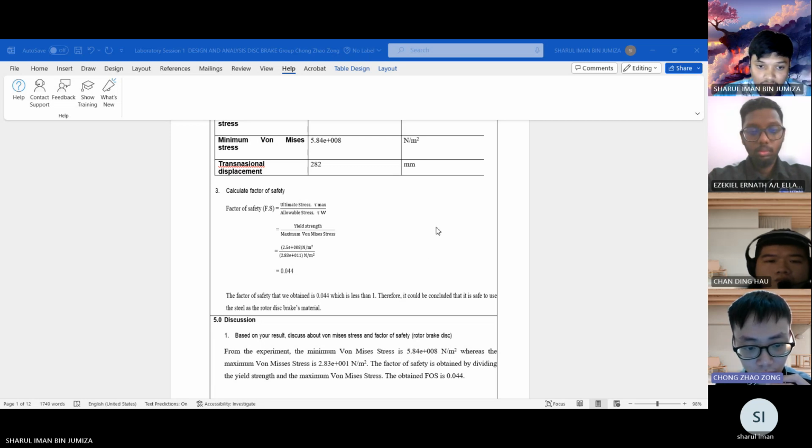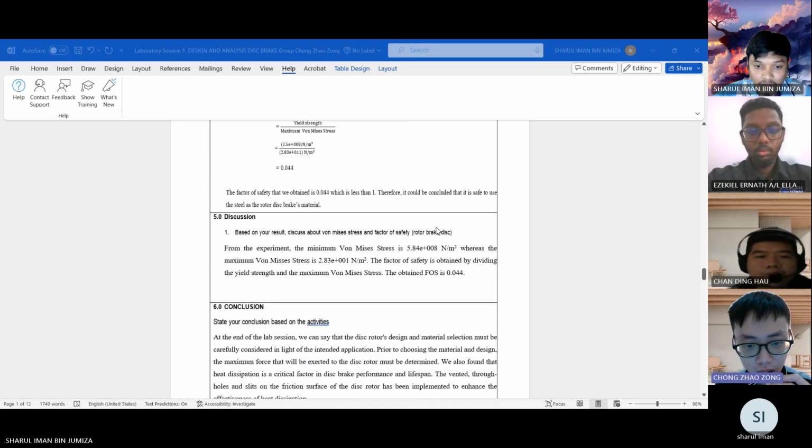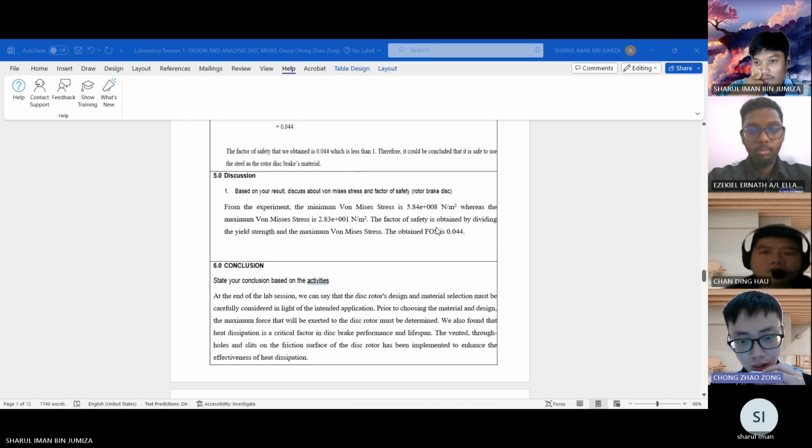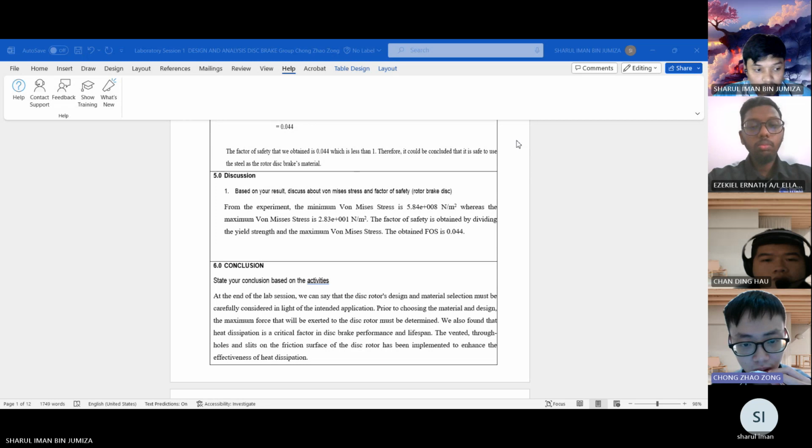Next, I would like to present the discussion about von Mises stress and factor of safety of the rotor brake disc. From the experiment, the minimum von Mises stress is 5.84E+08 Newton per meter square, whereas the maximum von Mises stress is 2.83E+11 Newton per meter square. The factor of safety is obtained by dividing the yield strength by the maximum von Mises stress. The obtained factor of safety value is 0.044.